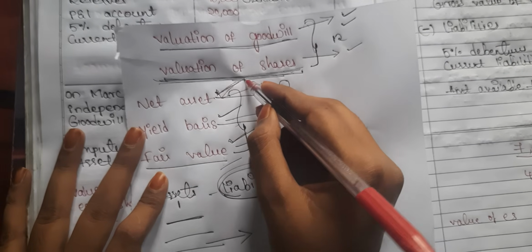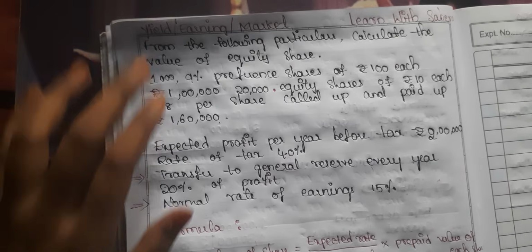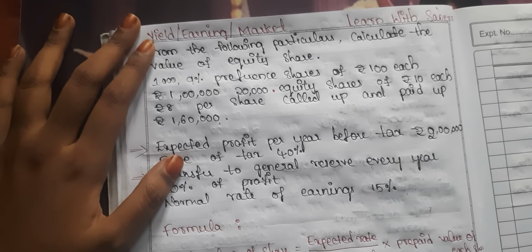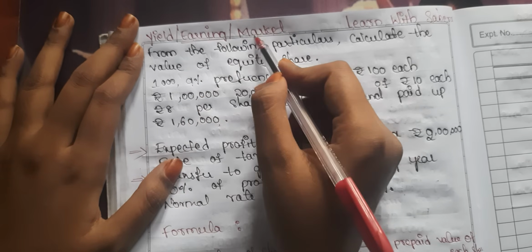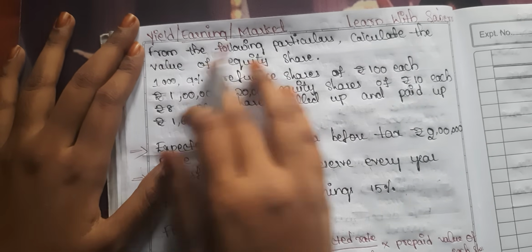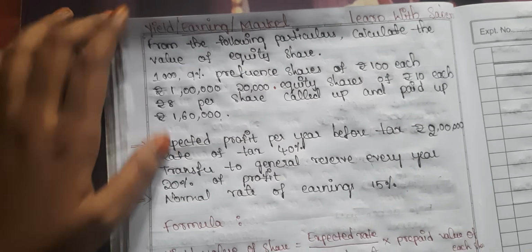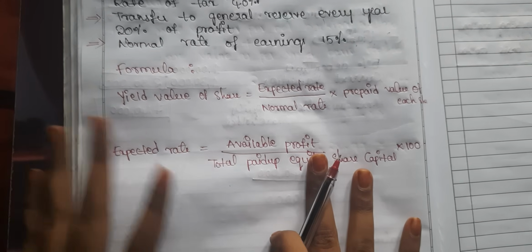Yes, did we complete the net asset method? Yes. Now we will go to the yield basis method. Yield is also known as the earning method or market method. Whatever they ask you, it is the same. Okay, for this also there is a formula. If you understand this formula, you can easily do it.